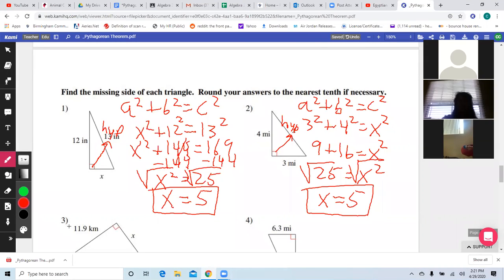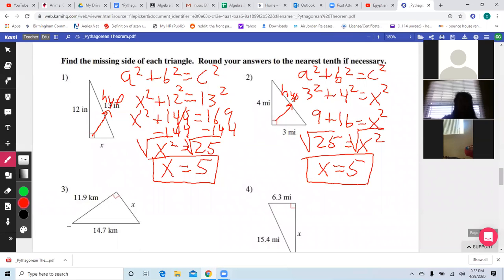So you see how 1 and 2 were slightly different? For number 1, they gave you the hypotenuse. They were looking for one of the legs. For number 2, they gave you both of the legs. They were looking for the hypotenuse. And that's why the C is what we were trying to find for number 2. But for number 1, we were trying to find the A.